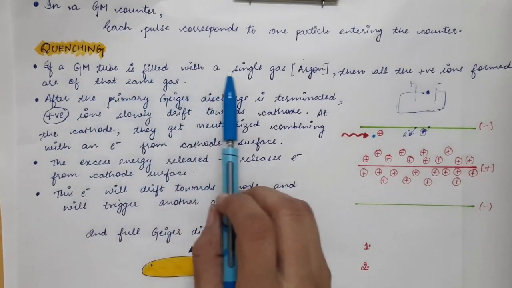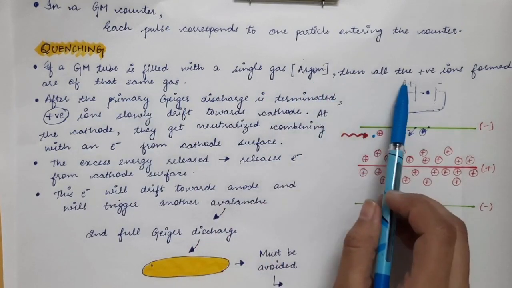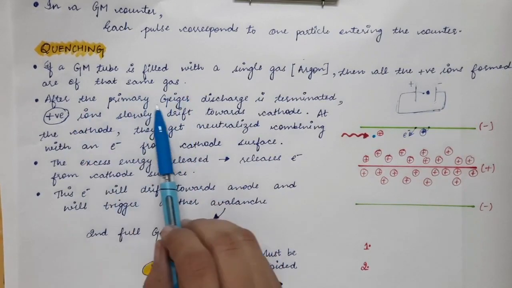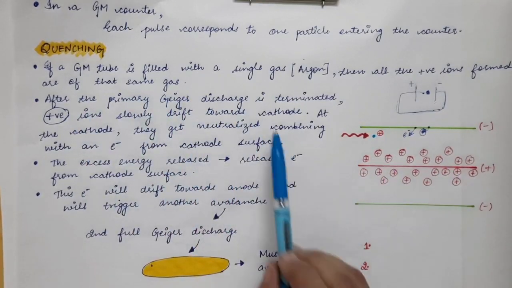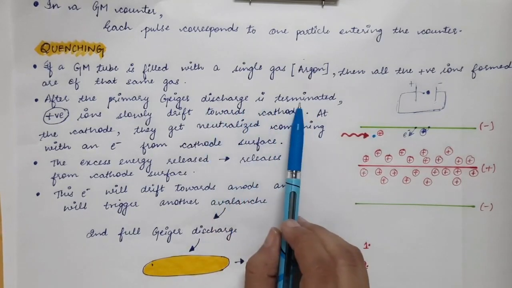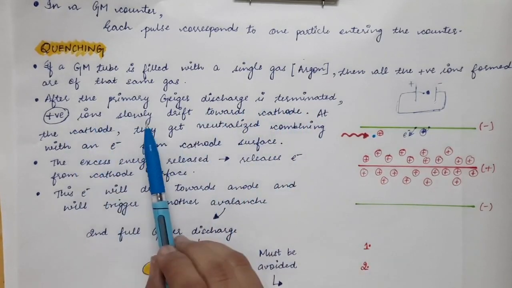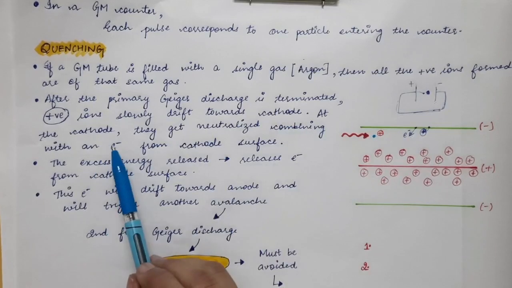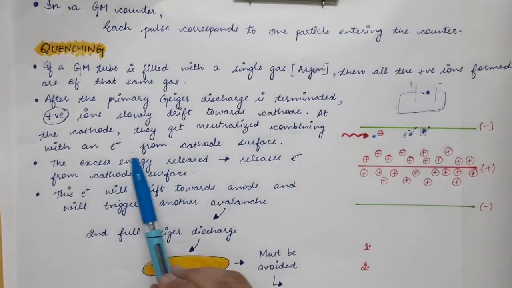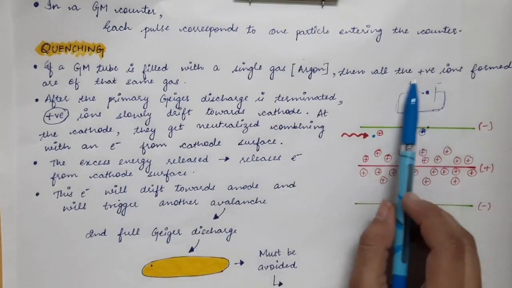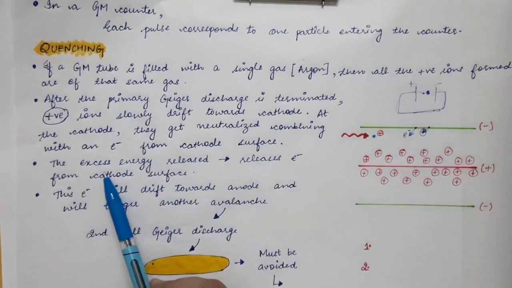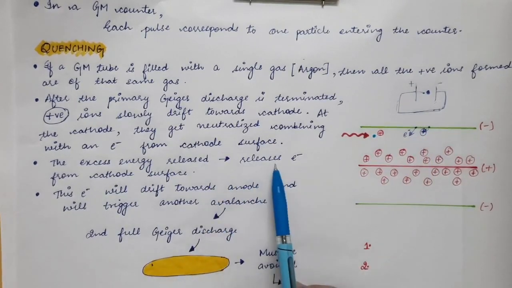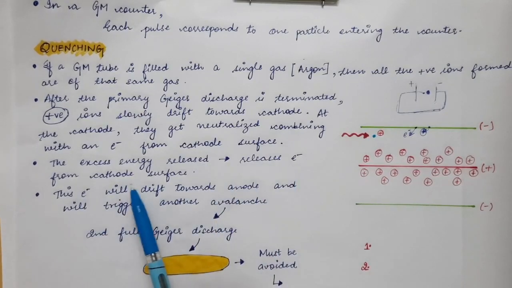So if a GM tube is filled with a single gas, let's say argon, then all the positive ions formed are of that same gas. After the first Geiger discharge terminates, these positive ions slowly drift towards the cathode. At the cathode, they get neutralized by combining with an electron from the cathode surface. So this is the same process which I explained over here. Now the excess energy of these positive ions is released, and this energy releases an electron from the cathode surface.